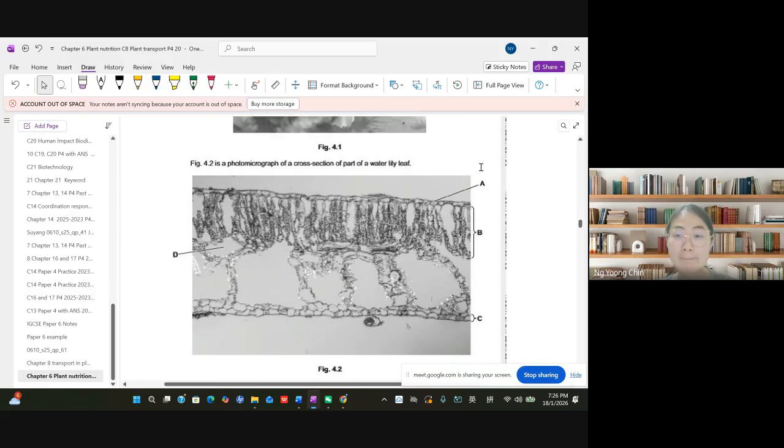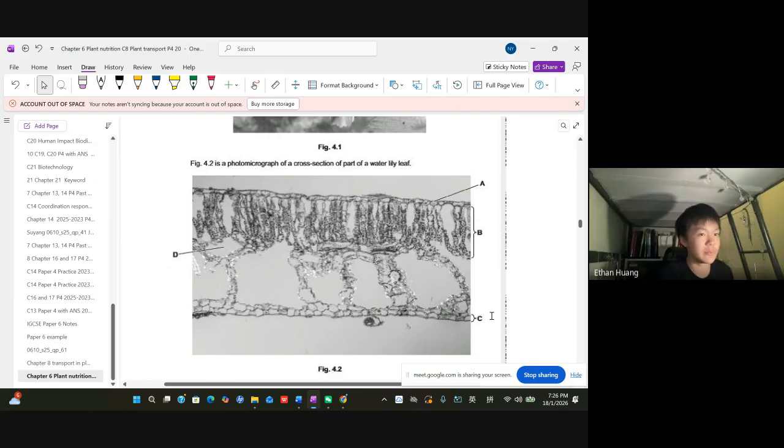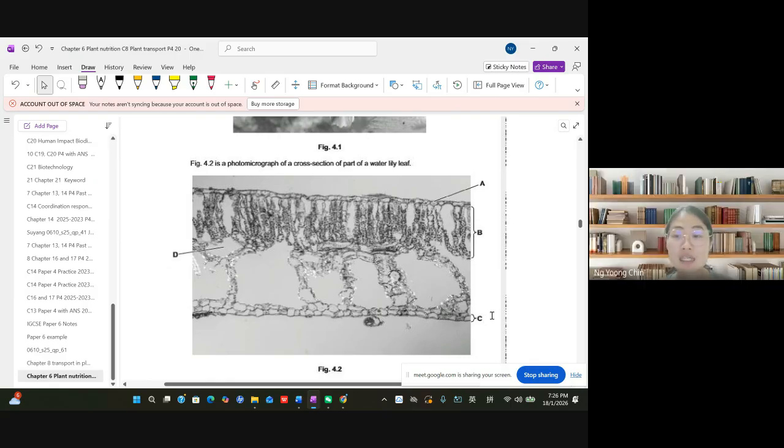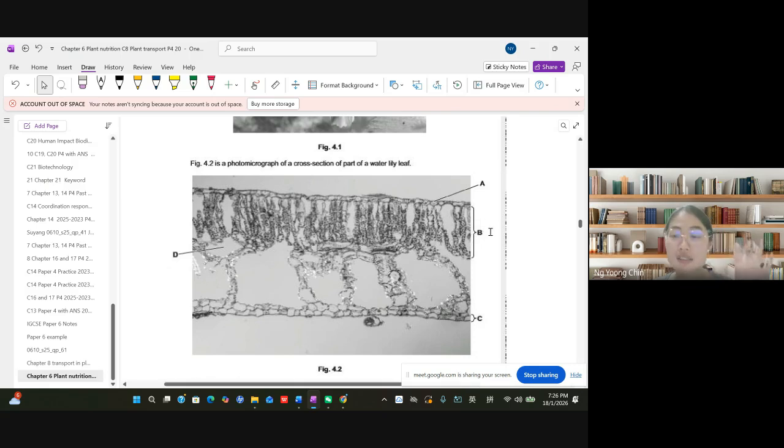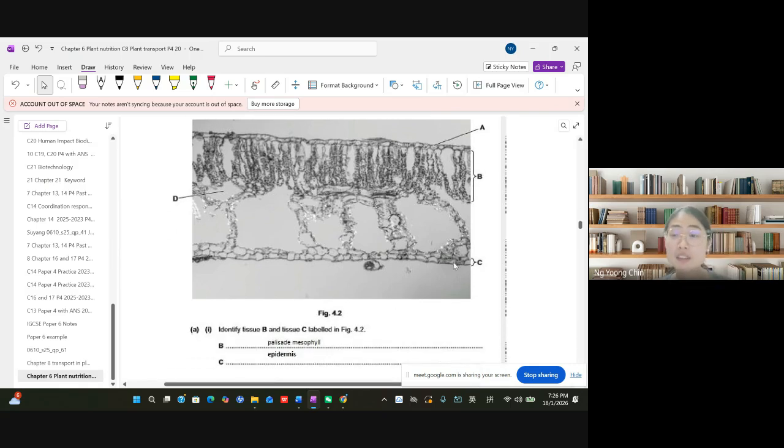A. The upper epidermis. Yes, it's the upper epidermis. How about C? Lower epidermis. Yes, well done. Okay, how about B? Spongy mesophyll. Palisade mesophyll. B is palisade mesophyll cell. It's not spongy mesophyll cell.